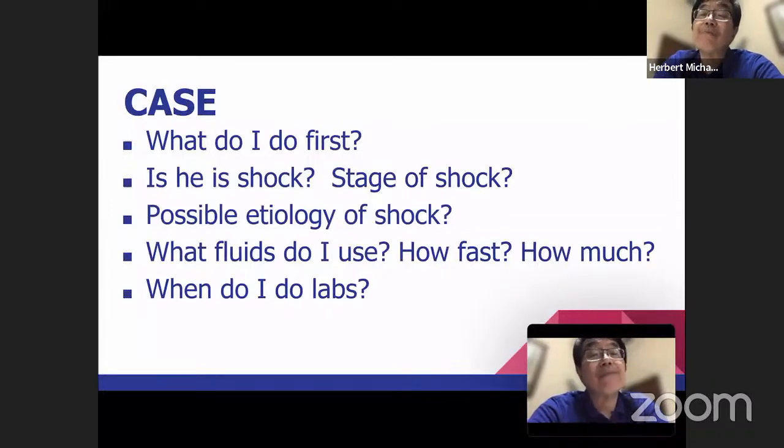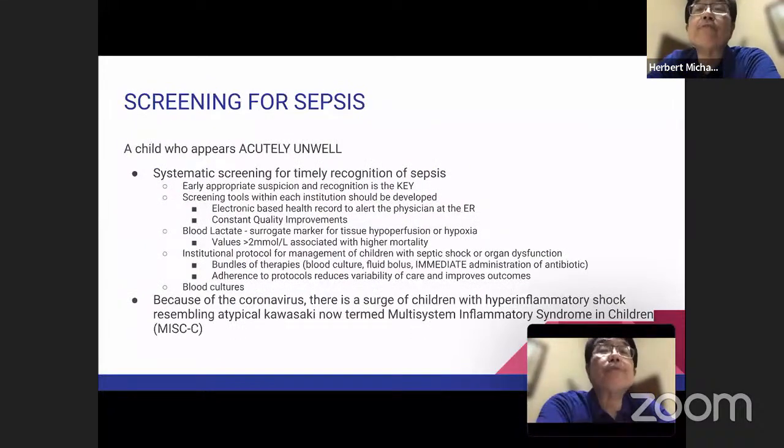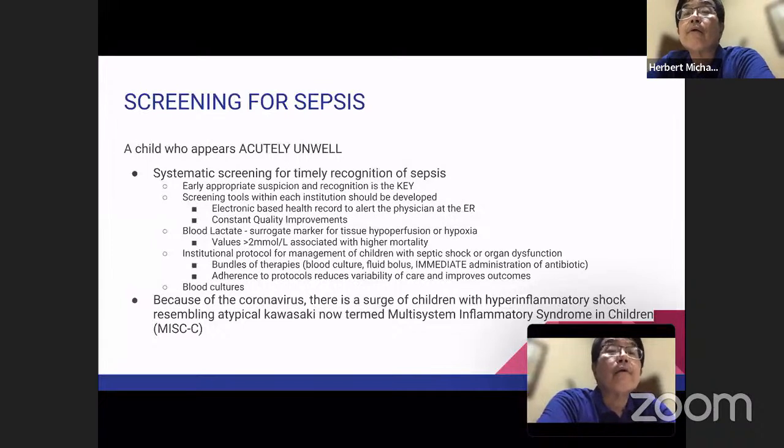And what labs do I do? The labs can be done later on when the patient's already more stable. You can do your initial labs for blood type and cross. Once you get the IV, you can actually do your initial labs if you really want to. So whenever a patient comes in to us with possible sepsis or a child who is acutely unwell, the screening is for timely recognition of possible sepsis. Early appropriate suspicion and recognition is the key. There are screening tools. And if this patient is a frequent flyer of the hospital, of course, you would be able to access the previous electronic records.